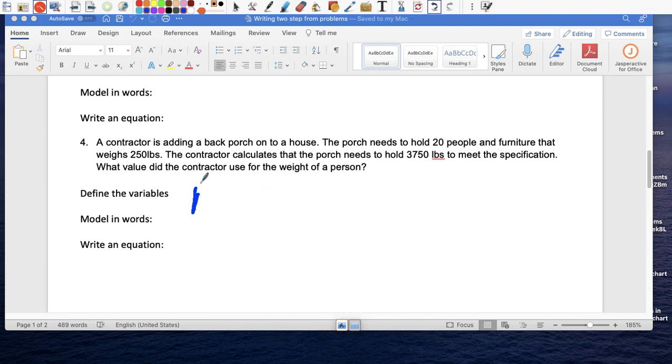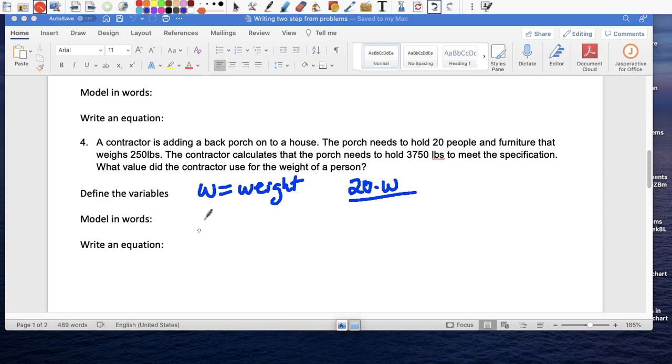So that's mine, the weight of each person. P is my variable, which is going to represent the number of people. The number of people in this problem is 20. Oh, sorry, not people, take that back. It's weight that I'm interested in. So W equals the weight of the person, and we know that 20 multiplied by each person's weight is what the contractor is doing.